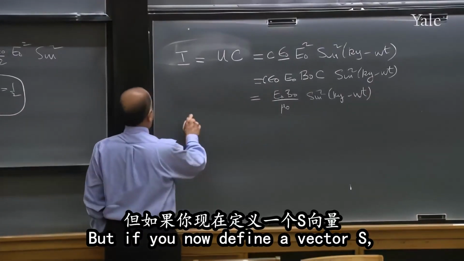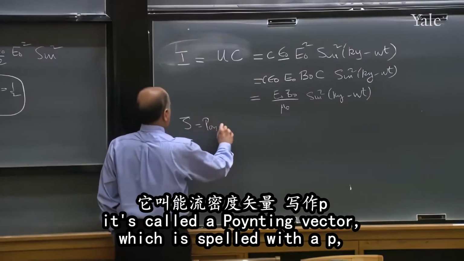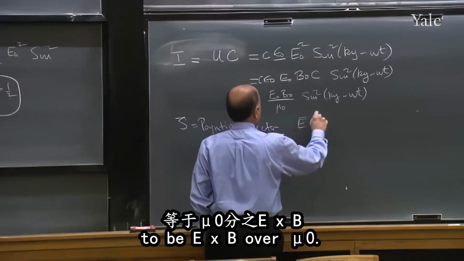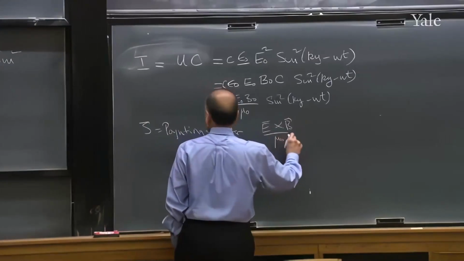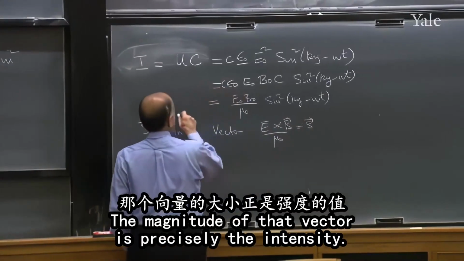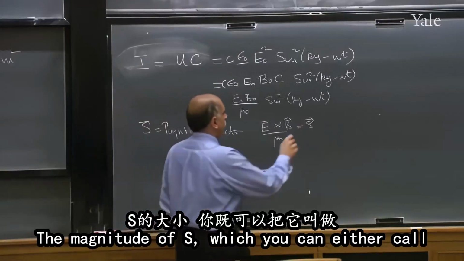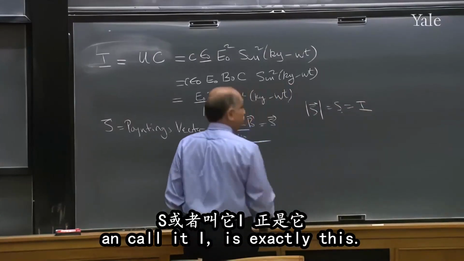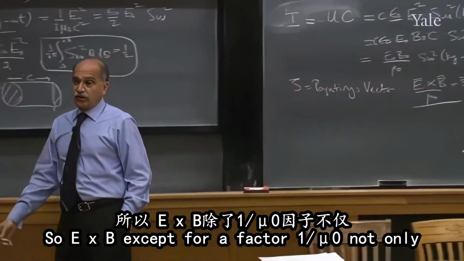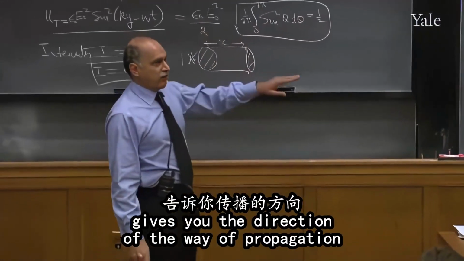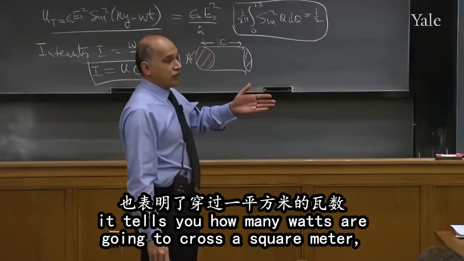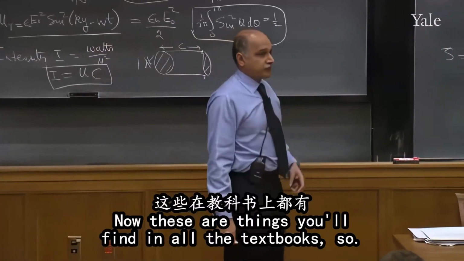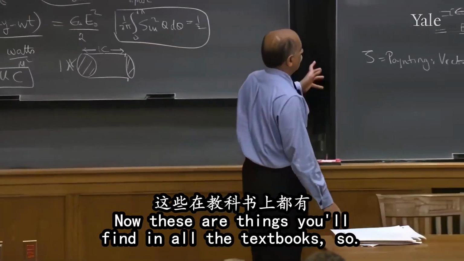But if you now define a vector S, it's called the Poynting vector, spelled with a P, to be E cross B over mu 0, the magnitude of that vector is precisely the intensity. The magnitude of S, which you can either call S or you can call it I, is exactly this. So E cross B, except for a factor 1 over mu 0, not only gives the direction of the wave propagation, it tells you how many watts are going to cross a square meter, or how many joules are going to cross a square meter in 1 second. These are things you'll find in all the textbooks.